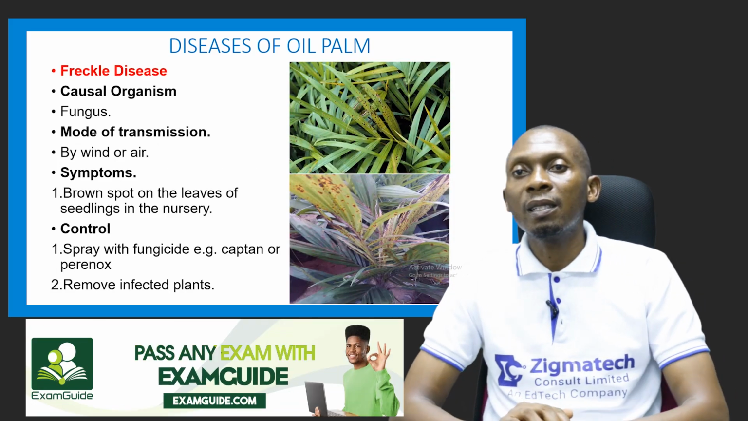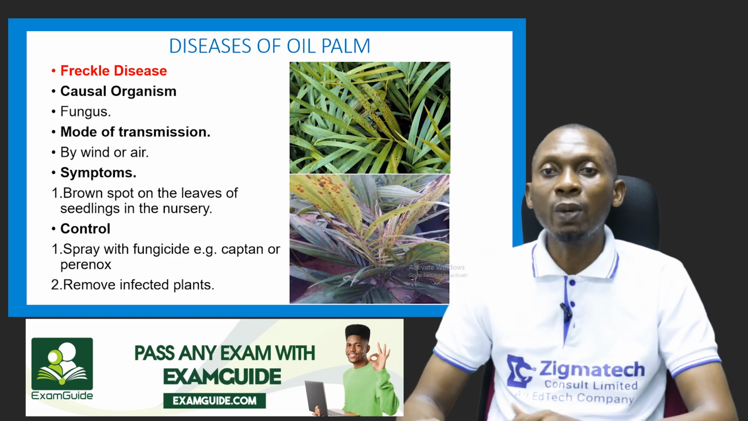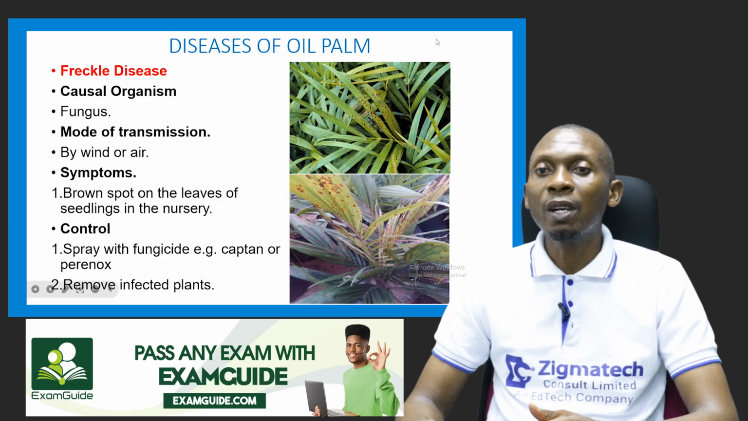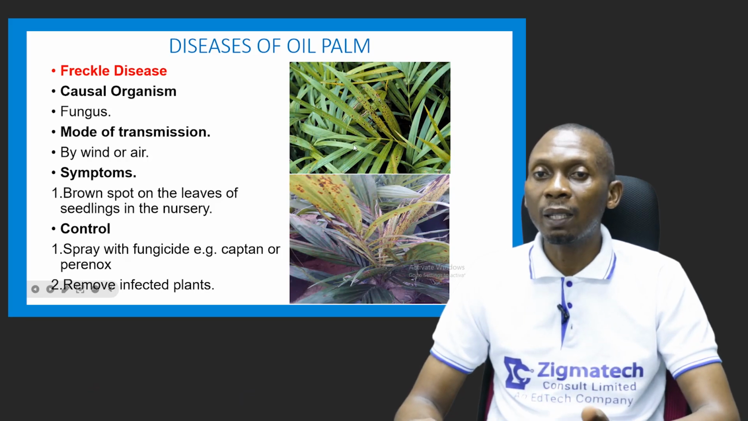Now, freckle disease also affects oil palm, and it's a fungal disease spread by wind or air. And you can see there are brown spots on the leaves of the seedlings in the nursery. This is a nursery here. You can see brown spots on the leaves, and it's controlled by spraying with fungicide like Captan or Peronox, or you remove the affected plants.